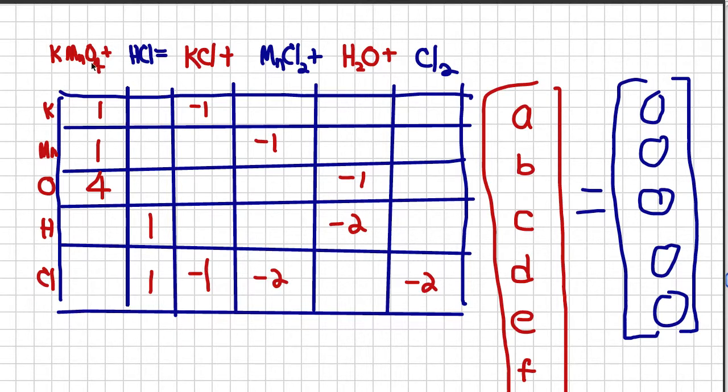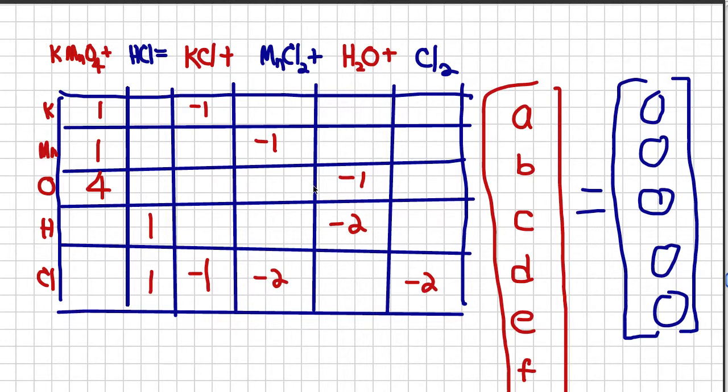Then I go down each column, and as an element in the matrix I count how many atoms there are of that element. So there's one K, one Mn, and 4 oxygen here. Go over to HCl: there's no K, so I put a 0 here, and no Mn, so I put a 0 there. There's one H and one Cl.